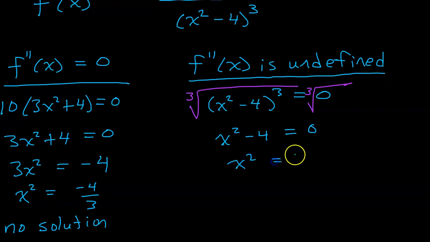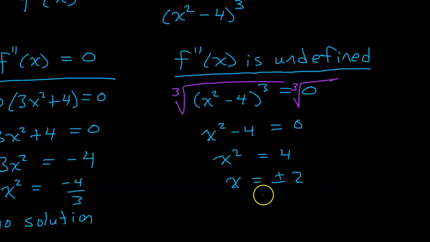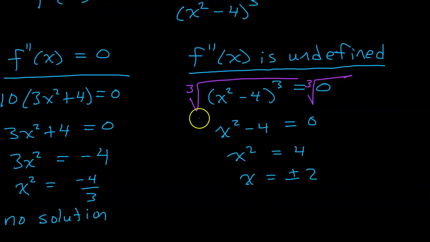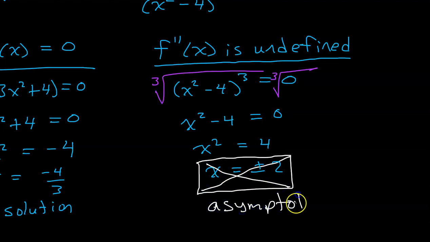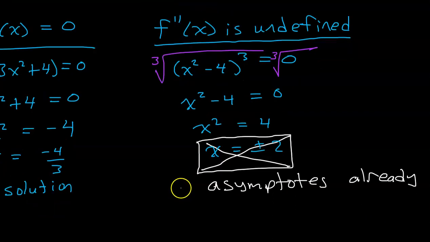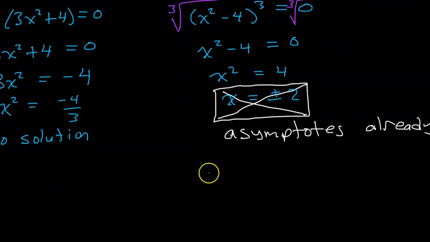This is exactly what we had for the original function. So you can see I'm going to get x squared equals 4, take the square root, x is equal to plus or minus 2. But that's the same thing we got. These were the asymptotes. These values are undefined for the original function, so nothing new is going to happen here. So I'm just going to say these are asymptotes already. The function is undefined at those values already, so nothing new is going to happen there.